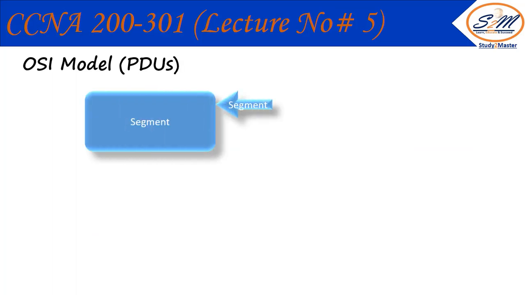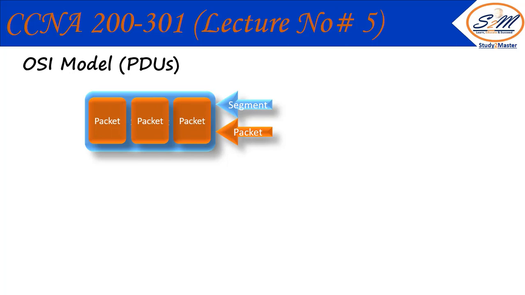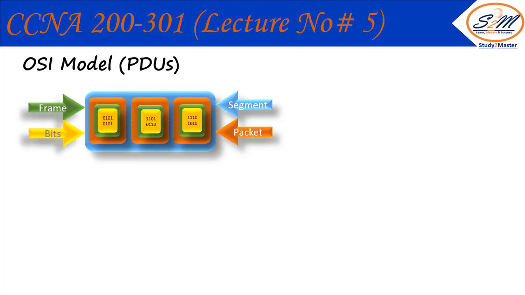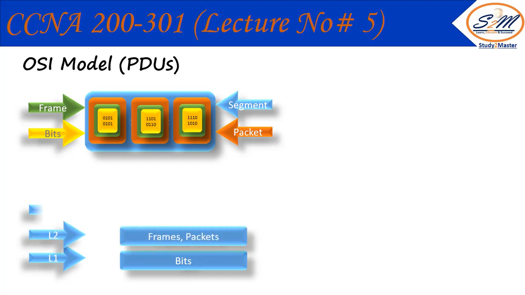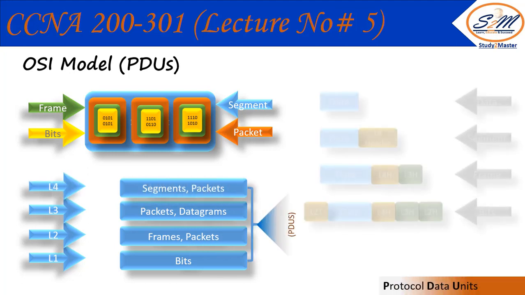What is a PDU, and how do we define PDUs? The first data is encapsulated from the top 3 layers of the OSI model. That's called a segment. What do we have inside the segment? We have a packet. And what do we have inside the packet? The data is called a frame. And what do we have inside the frame? The data is called bits. In other words, we can say L1 data is called bits, L2 data is called frames, L3 data is called packets, and L4 data is called segments.